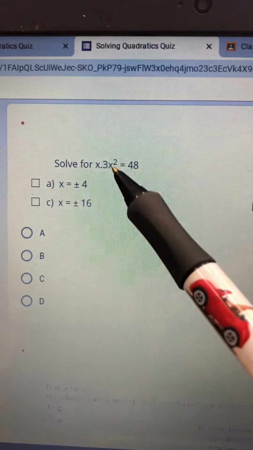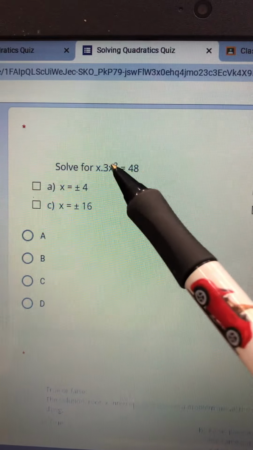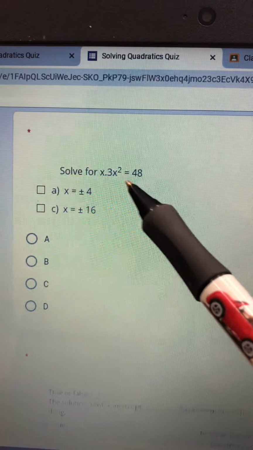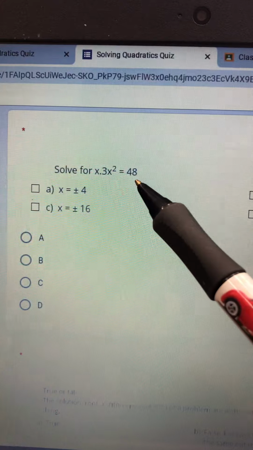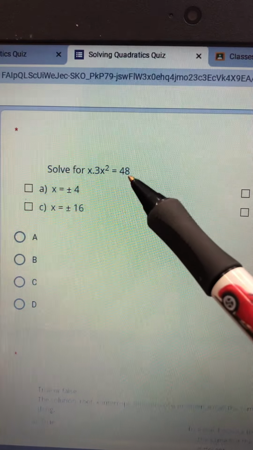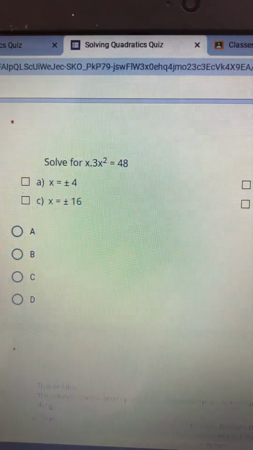Solve for x, so you're just going to divide 48 by 3, and you're going to get x squared equals whatever 48 divided by 3 is. It is going to be a perfect square, and that should tell you, once you take the square root of that, what your answer is.